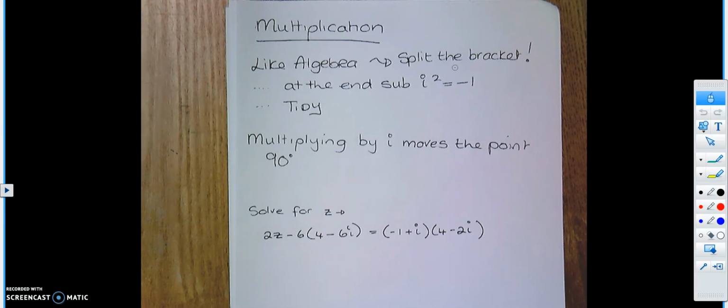Sometimes in the questions it will ask, what is the effect of multiplying by an i? So multiplying by an i moves the point 90 degrees. So basically it will move it to a different quadrant of your frame.